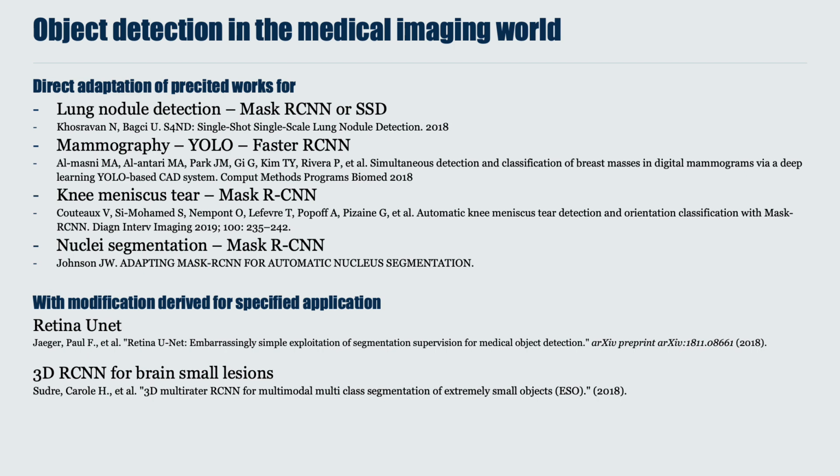So there is some with lung nodule detection. They're using Mask R-CNN or single shot detector, YOLO and Faster R-CNN used for mammography, Mask R-CNN for instance segmentation of tear of the knee meniscus, Mask R-CNN also for nuclei segmentation in cell segmentation. Some of them are also being modified slightly, such as Retina U-Net, and a 3D version of the Faster R-CNN for small brain lesions, for instance.